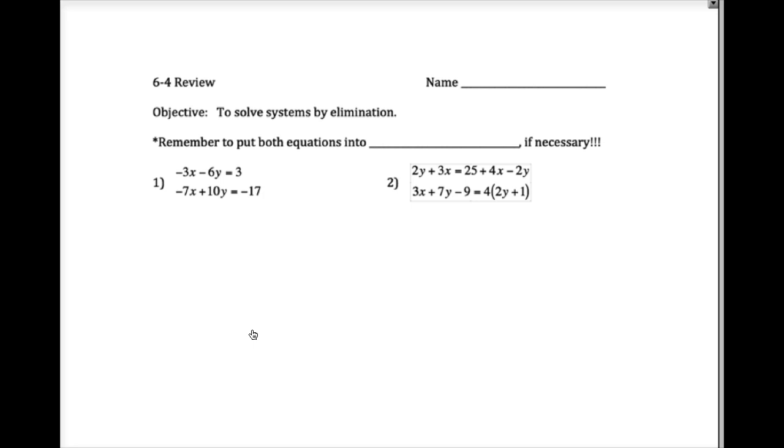All right. We're going to solve systems by elimination. Because we're going to spend all this time with word problems, today's goal is to encourage you to remember to put both equations into standard form, if necessary. Why do I throw the words if necessary in there? Because sometimes it'll already be in standard form, and you don't even have to do anything.